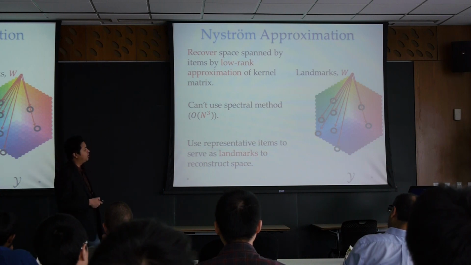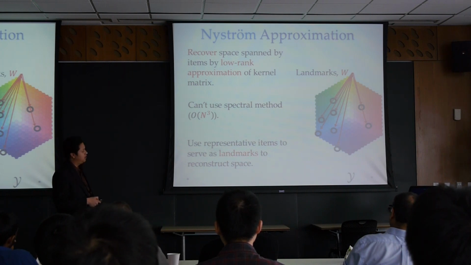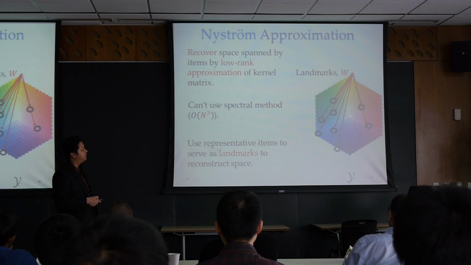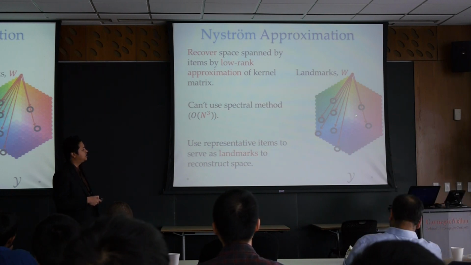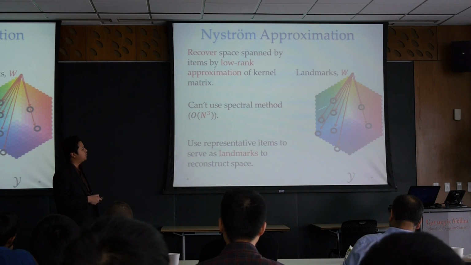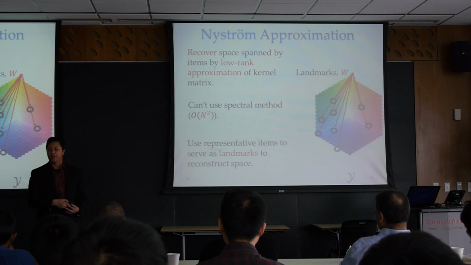So for example, if you want the distance between 2 points, you want to know that element. What you can do is infer it from the distance between point A and all the landmarks and point B and all the landmarks, and reconstruct the distance between point A and point B.